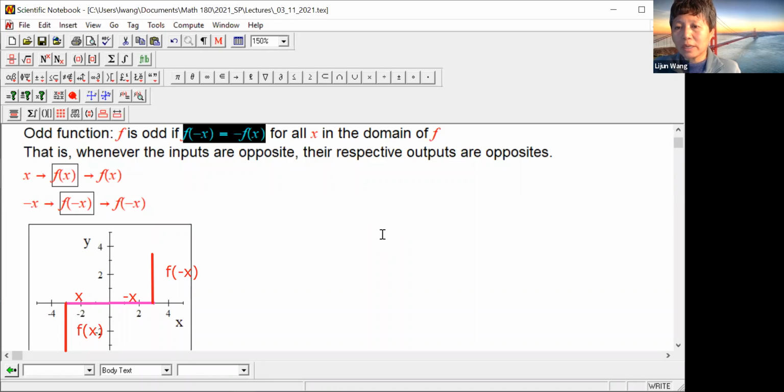Now I want you to look at the trig functions. We don't have a whole lot of time to go through every one, so this will be left for you. Let's look at the 8 trig functions. Which one may be even, which one may be odd, and which one is even, which one is odd.